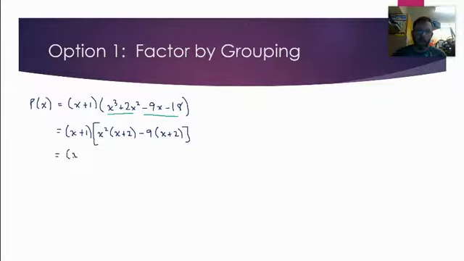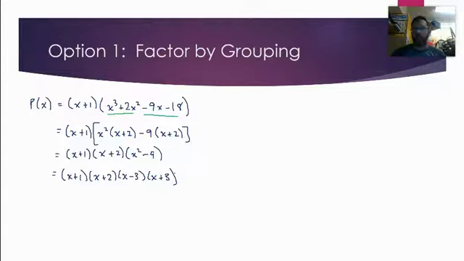And that x plus 2 is a common binomial factor. And when you remove it from those 2 terms, you're left with x squared, you're left with minus 9. And we can keep going. X squared minus 9 is a difference of squares, and it factors to x minus 3, x plus 3. And we've fully factored our polynomial.